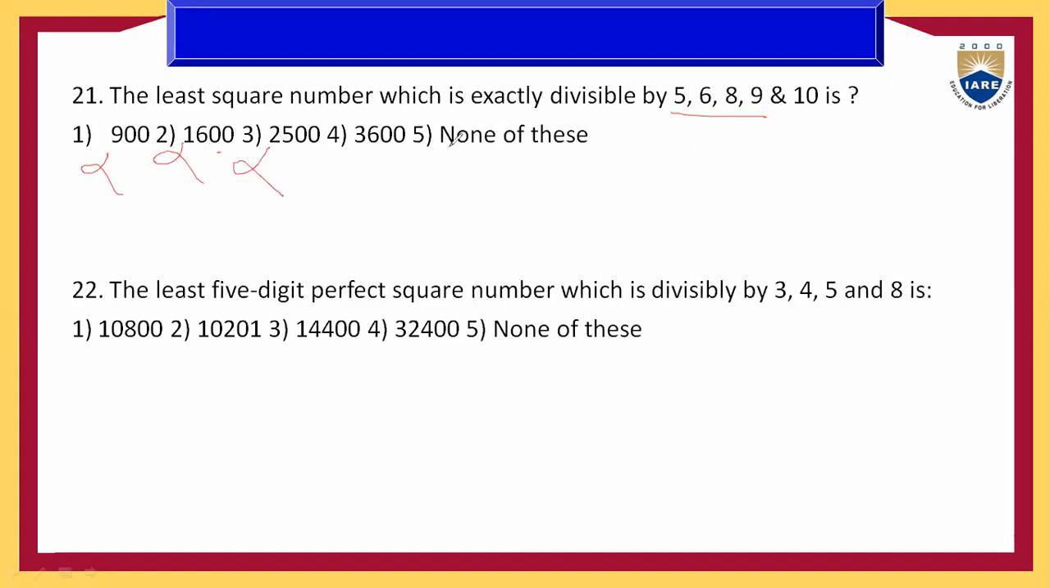Now 3600. It is divisible by 6. 8 4s are 32, carry 4, 40. It is divisible by 8. 9 4s are 36. It is divisible by 9. Last digit 0 means it is divisible by 10. So option number 4 is the right answer. Two students gave the correct answer, B8 and Priyanka Dasri. Very good.